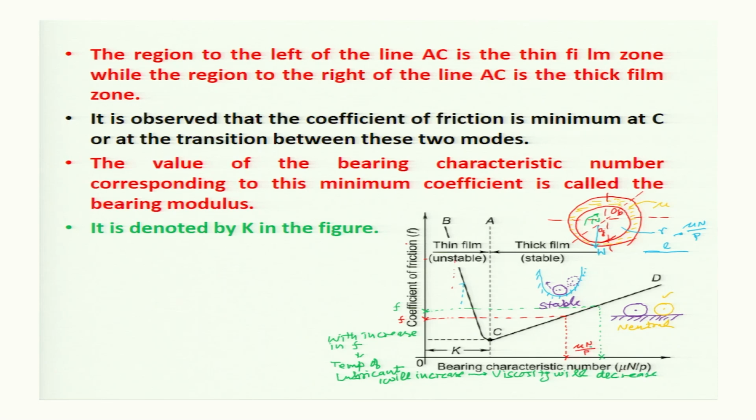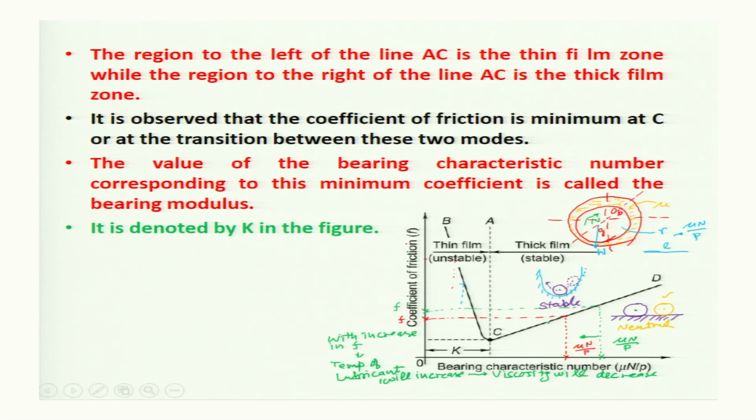Now, with the decrease in viscosity, what will happen? The new value of mu n by p, now that mu is decreasing, this parameter will try to come in this direction. Automatically there is self correction. This is the case where the ball was trying to come back to its equilibrium location, and so this zone is called the stable zone.